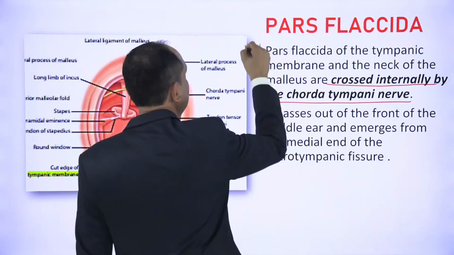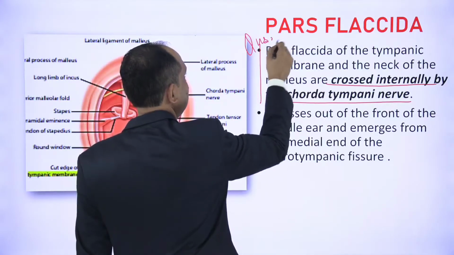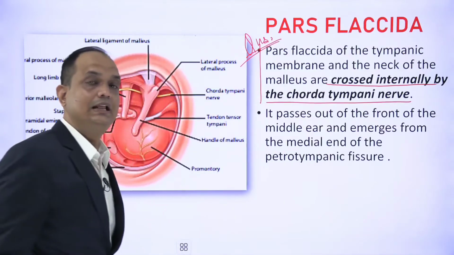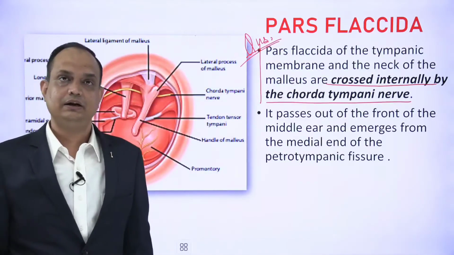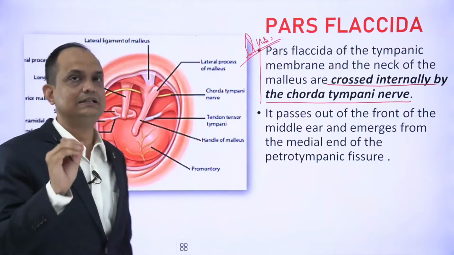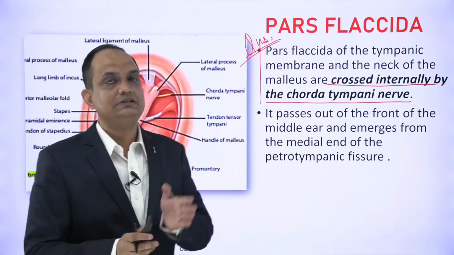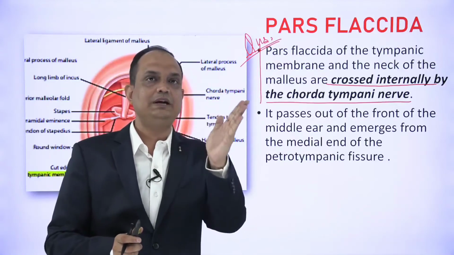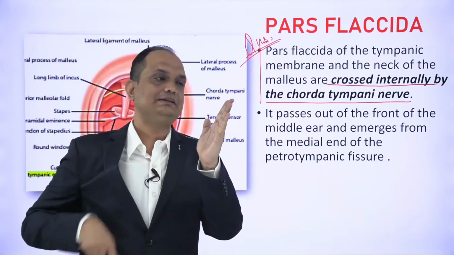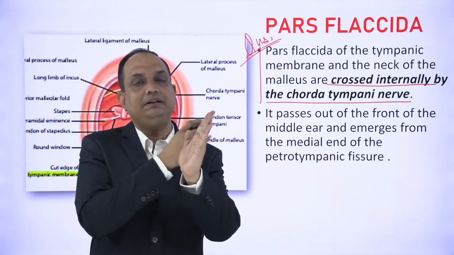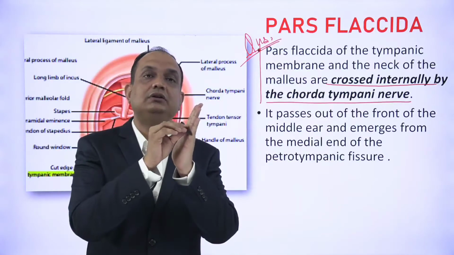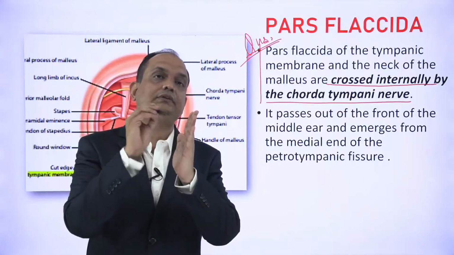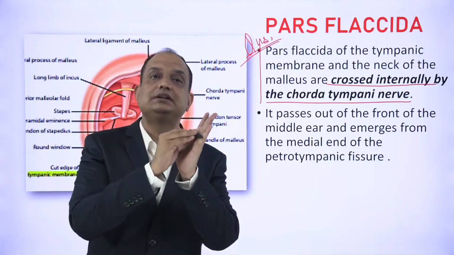Now, this is again the question of your exam, which has been asked so many times: what is the relation of the tympanic membrane and the chorda tympani nerve? So, the first answer is that when you see the tympanic membrane, suppose this is my left side tympanic membrane, this is the external surface of the tympanic membrane, this is the inner surface. So, is the chorda tympani related with the inner surface or the outer surface? The answer is the inner surface.